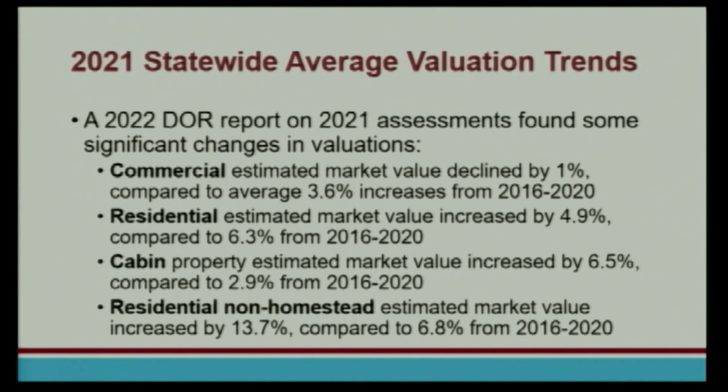The other notable change here is on the residential non-homestead. That value increased by 13.7% compared to 6.8% from 2016 to 2020, a pretty significant jump. I do think that a lot of that was caused by a 2020 law change having to do with short-term rental property being reclassified from commercial property to residential non-homestead, essentially lowering it from the 2% to 1.25% rate.